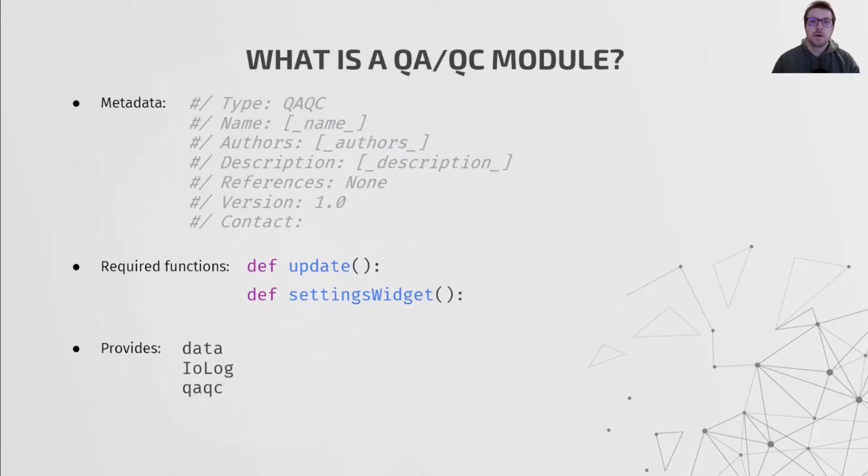When it comes to actually writing the Python code for a QAQC module, here are the things we need to consider. First, we need to include the metadata at the top. Most of this is self-explanatory, but it is worth a reminder that the type must be QAQC, and the metadata syntax with the number sign and the slash is strict. The script only needs to define two functions, one to update the report and one to create the settings widget. These functions take no arguments, as shown here. Finally, in your script, you can expect to find the usual data and iolog objects. This time, however, we also get a QAQC object.